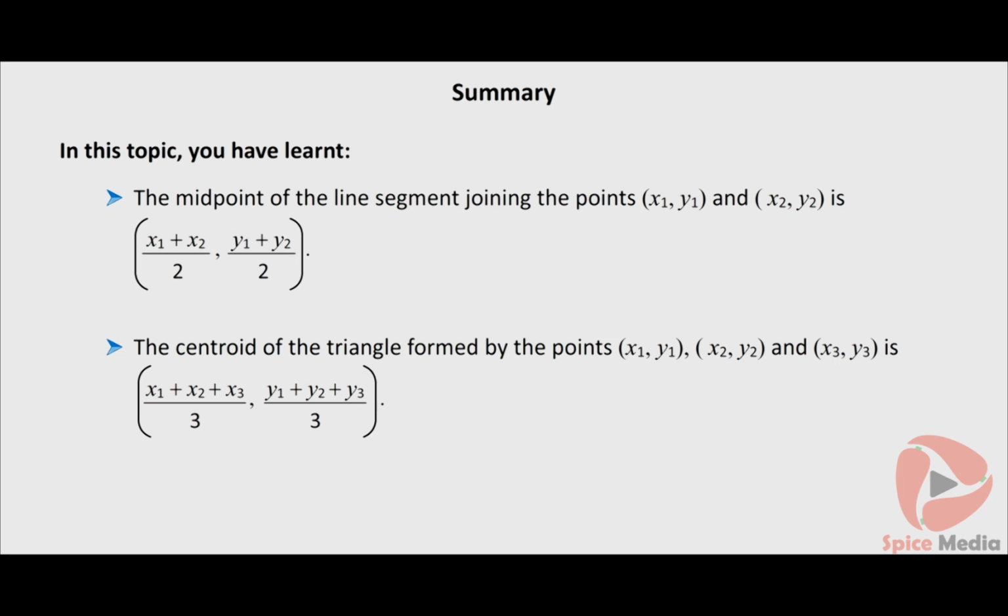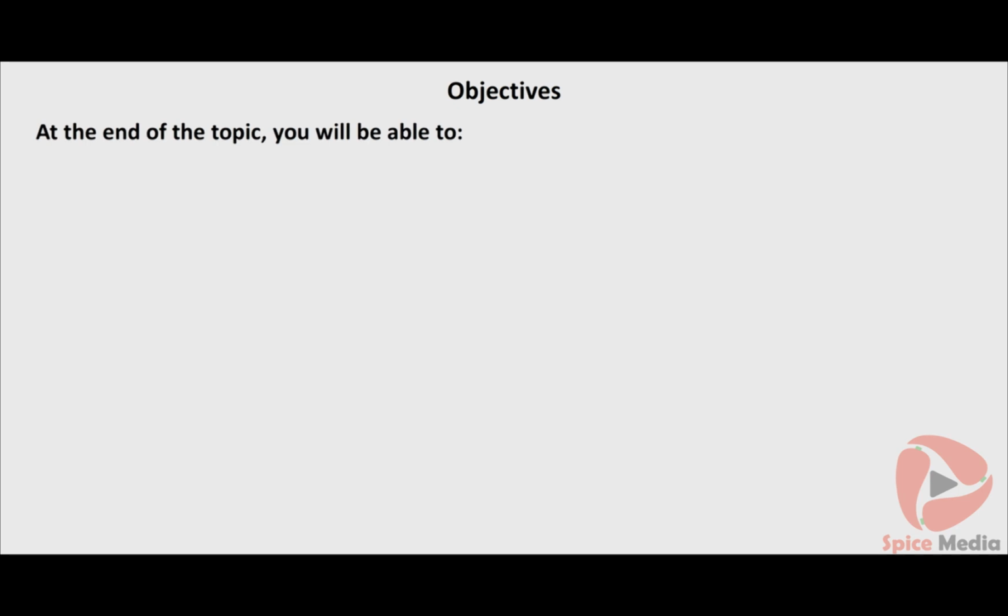The centroid of the triangle formed by the points (x1, y1), (x2, y2) and (x3, y3) is ((x1 + x2 + x3)/3, (y1 + y2 + y3)/3).